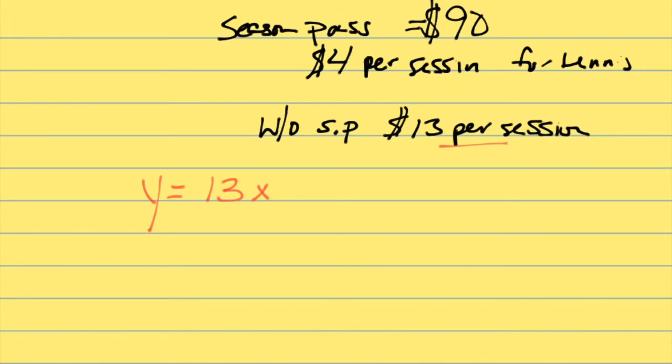Our first situation, on the other hand, has an upfront cost of $90, which we're paying regardless of how many times we show up to play tennis. That's our initial cost, or in this case, our y-intercept when we're graphing. But then we're still paying a cost each time we show up. And so if x represents the number of sessions that we play for tennis, then we're paying $4 for each of those. So 4 times x will give us our total cost for tennis, and the plus 90 gives us our total cost for the season pass.